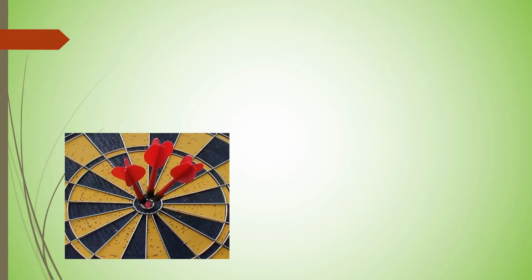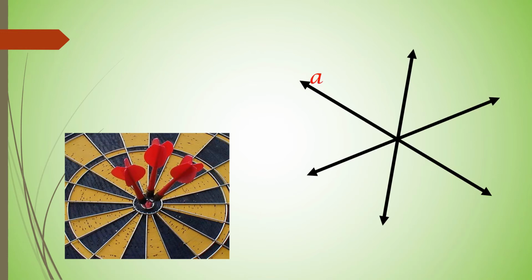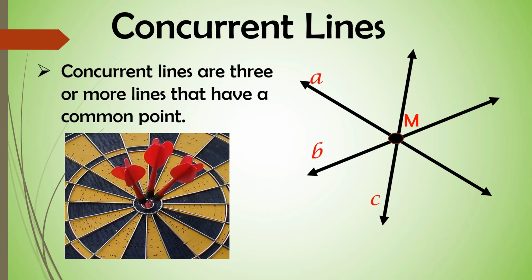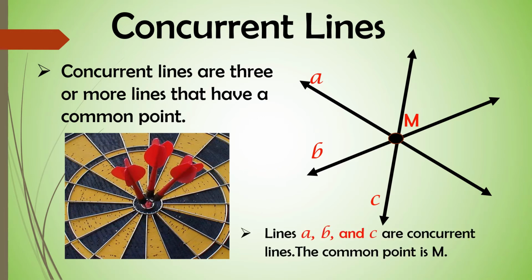Next, we have this dartboard. If you will describe it, there are many lines intersecting at exactly one point, which is at the center. This concrete picture represents concurrent lines. Say, for example, we have lines A, B, and C. They intersect at point M. So these three lines are called concurrent lines. These are three or more lines that have a common point. In our example, lines A, B, and C are concurrent at M.